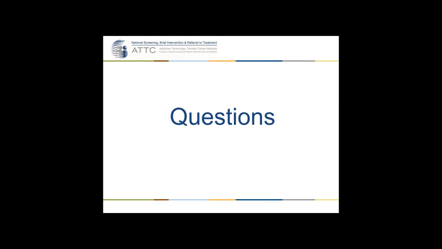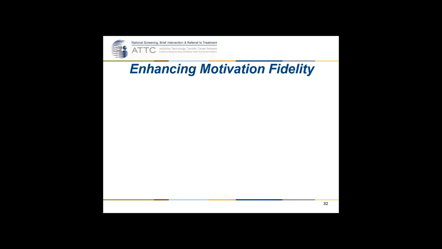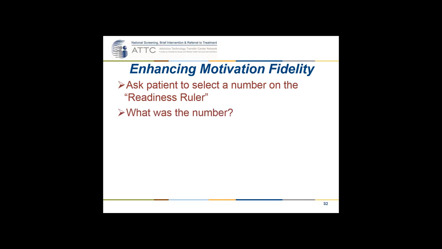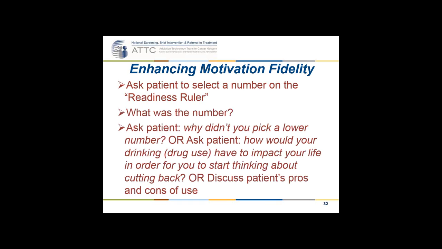Okay, so moving on to step three, enhancing motivation. The Fidelity instrument for enhancing motivation says one of the steps is to ask the patient to select a number on the readiness ruler, to identify what that number is on the actual sheet. And then the follow-up question, being really the important piece, is to ask the patient why they didn't pick a lower number. The other thing is that they don't have to do all of these. It's just to do one of them, keeping in mind that this step is really about finding out why it might be important for the person to make a change, if at all, to their alcohol use.